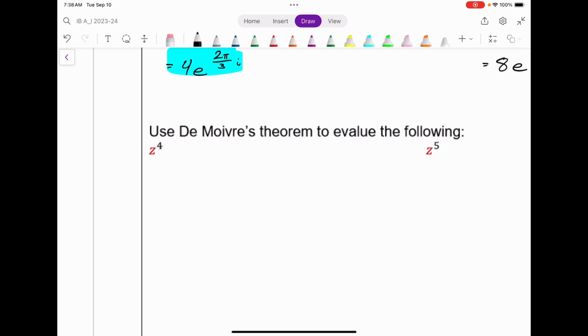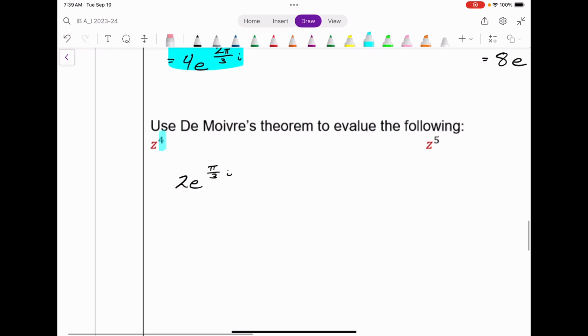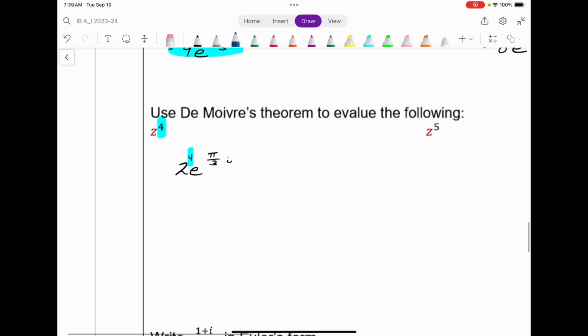For example, if I look at z, which is 2e to the pi over 3 times i, if I want to raise it to the power 4, then I just need to raise the modulus to the power 4, and I need to multiply my exponent by 4. So in this case, I would get 2 to the power 4, which is 16, and e to the 4 pi over 3 times i.